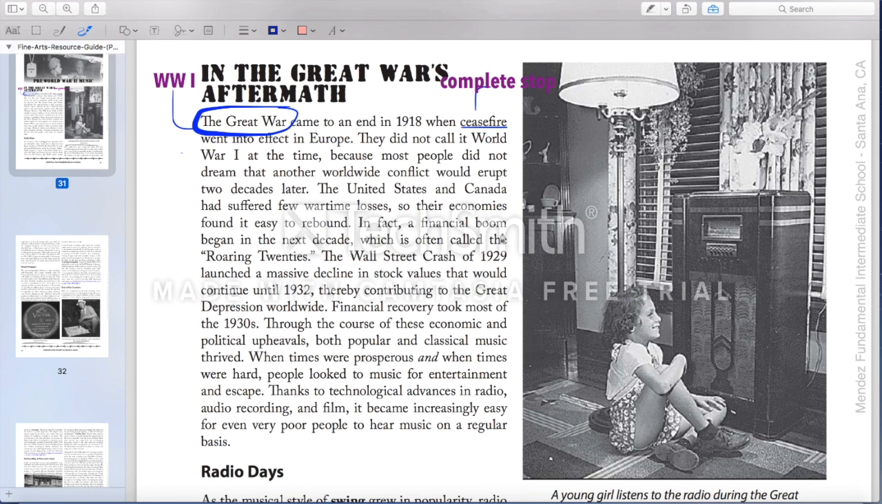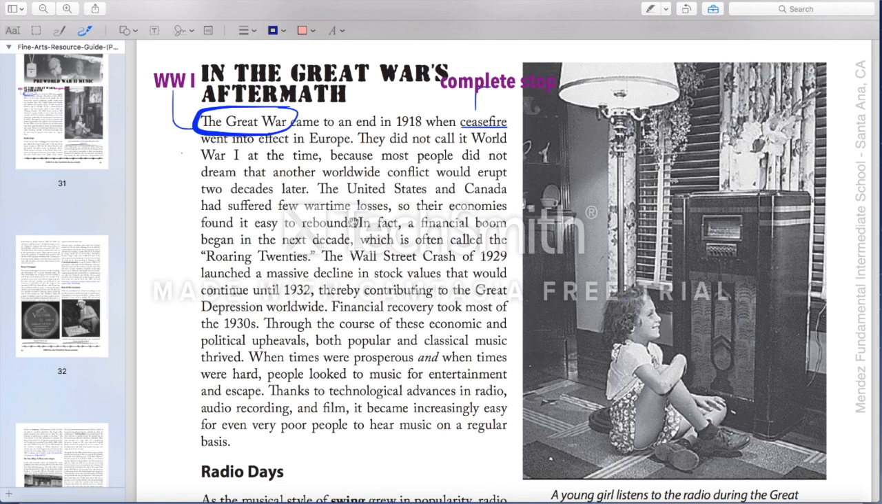All right. They did not call it World War I at the time because most people did not dream that another worldwide conflict would erupt 2 decades later. The United States and Canada had suffered few wartime losses, so their economies found it easy to rebound. In fact, a financial boom began in the next decade, which is often called the Roaring Twenties.